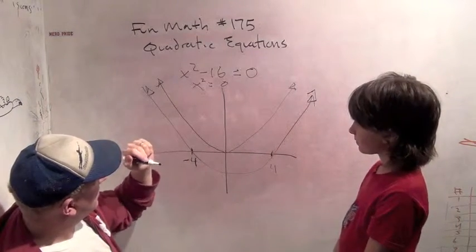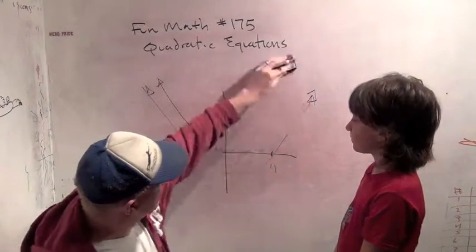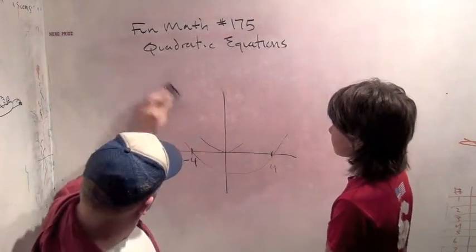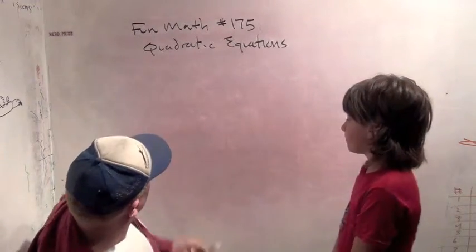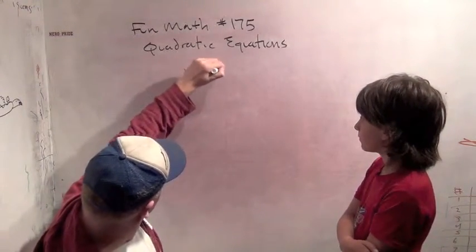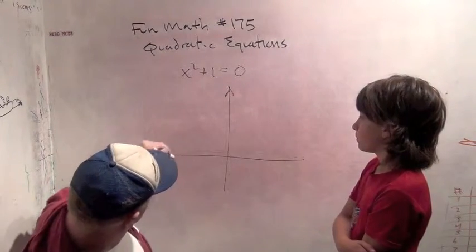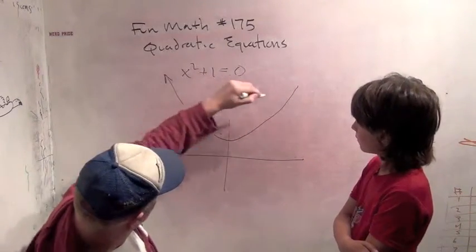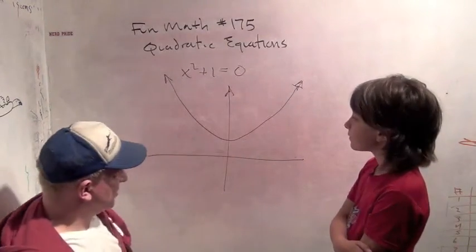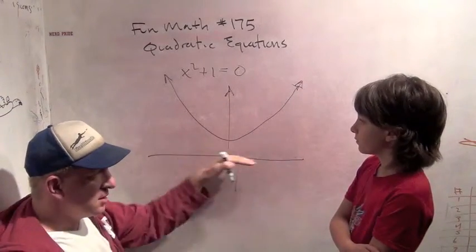But what I didn't talk about was x squared plus 1 equals 0. So I thought we'd talk about this in the movie. x squared plus 1 equals 0. Well, x squared is negative 1. So that parabola is going to look like this. It's going to be shifted up, and it's never going to cross the x-axis.